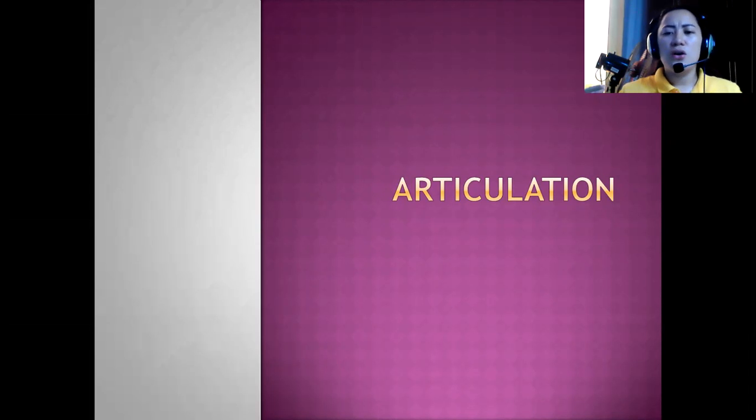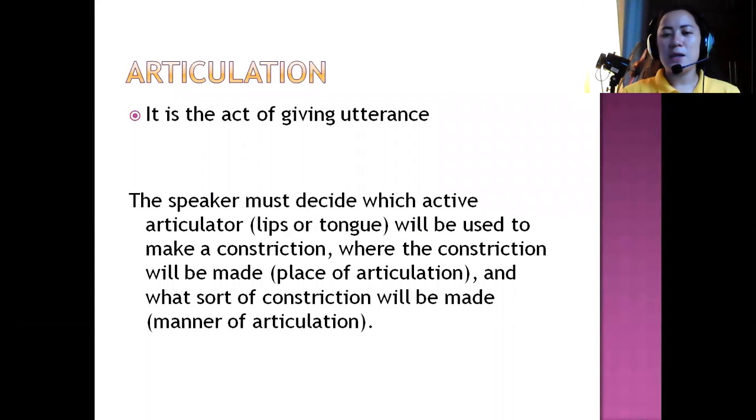So, what do you think is articulation? It is the act of giving utterance. What I am doing now is that I am producing an utterance. Every time you have a conversation with anyone, you are producing an utterance. Or every time you produce a series of sounds of a particular language, you are giving an utterance.